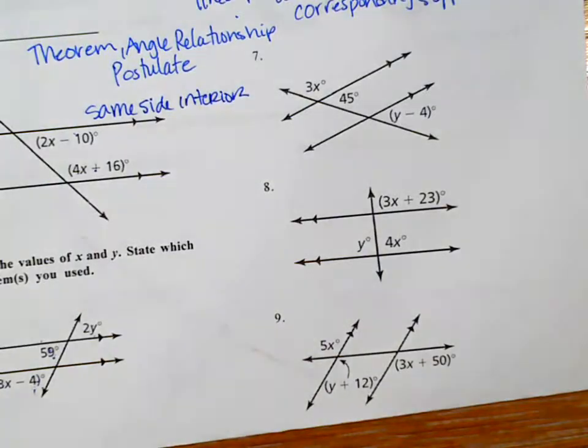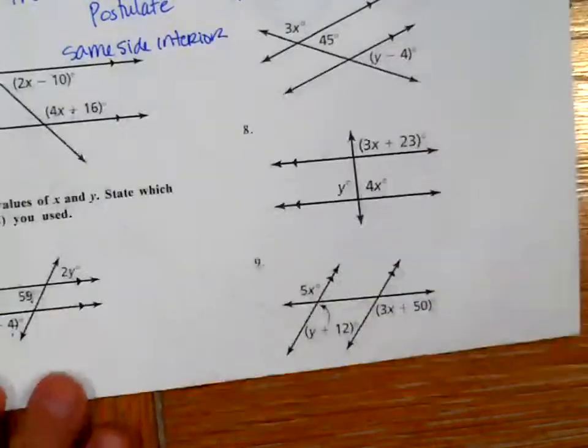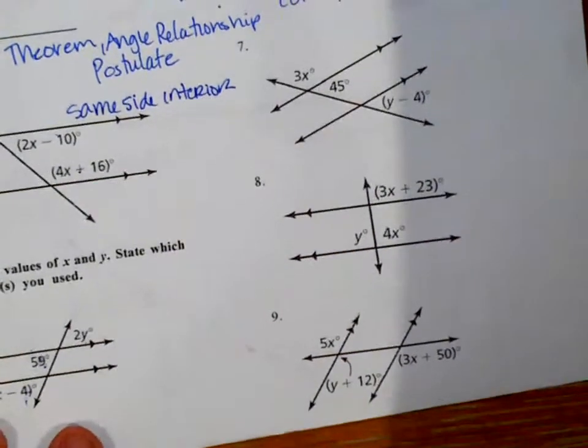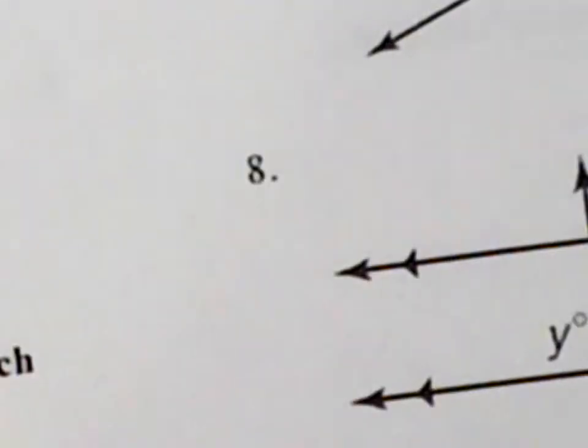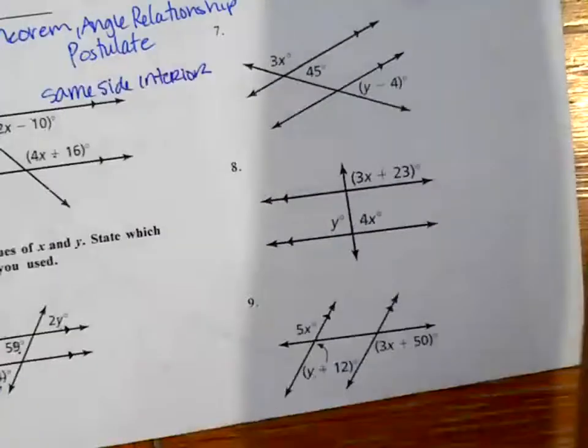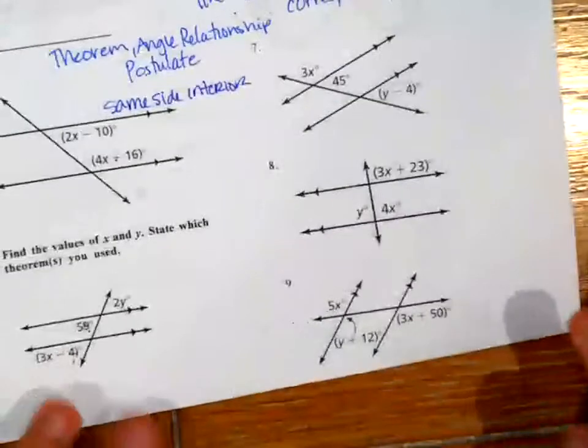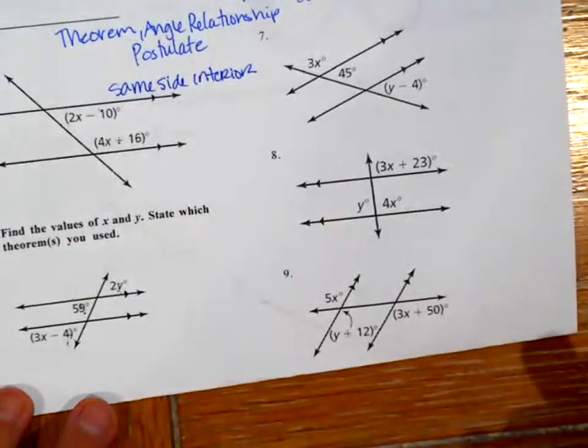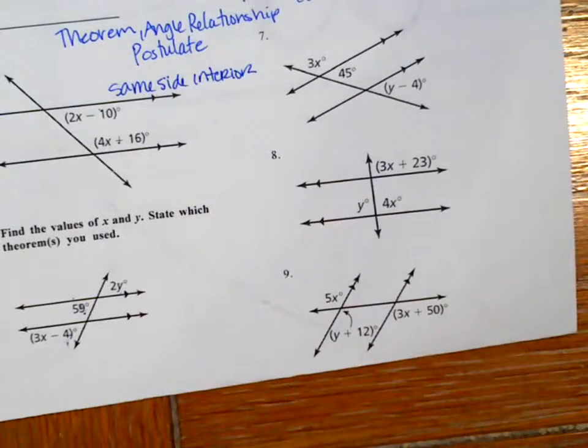All right, let's try number 7. It's really weird looking at this. Let me zoom in on 7, see if I can make this thing work. Oh my goodness, I'm awful at this. All right, can you guys see 7? Let me know if you can't see it. I'll move it.